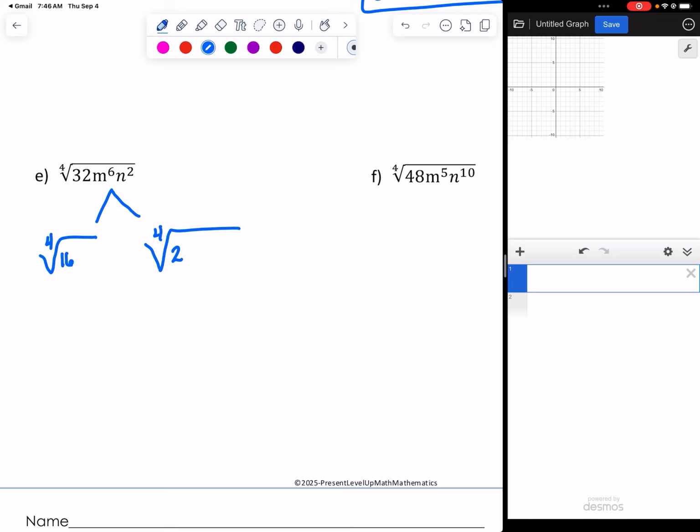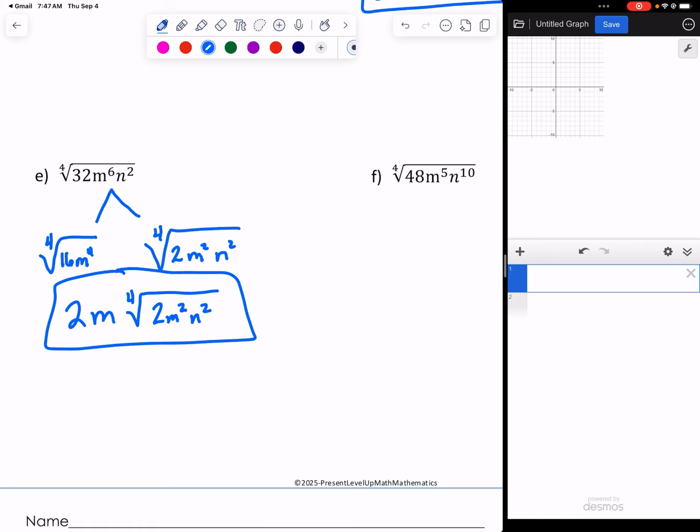For m to the 6, I would use m to the 4, and I have 2 m's left over. And then n squared, I don't have enough to make a perfect fourth, so that's going to go here. Now I'll break down the fourth root of 16 is 2, and then the fourth root of m to the 4th is just m. And what we have left over is the fourth root of 2 m squared n squared.